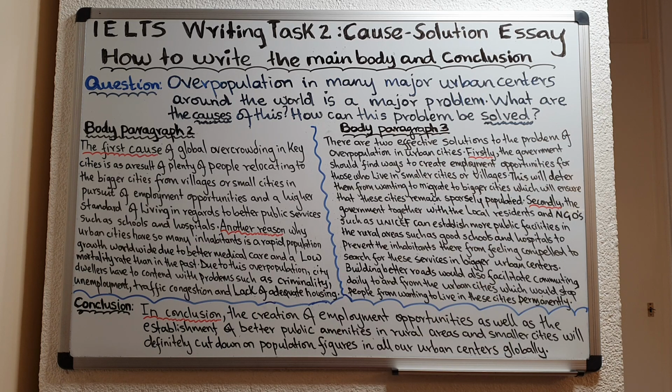Okay, now that's how you write body paragraph 3. So I would encourage you, remember the first sentence of body paragraph 3. It makes it very easy for you to write the solutions. There are two effective solutions to the problem of overpopulation in urban cities. And then after that, write your first solution, make sure you elaborate it. And then after that, write your second solution and make sure that you elaborate it. And then after that, you can write the conclusion, okay?